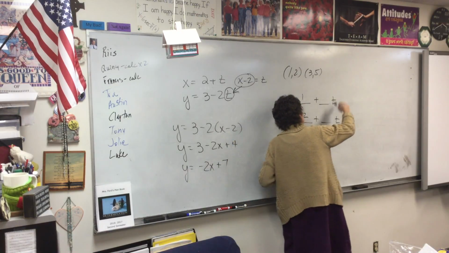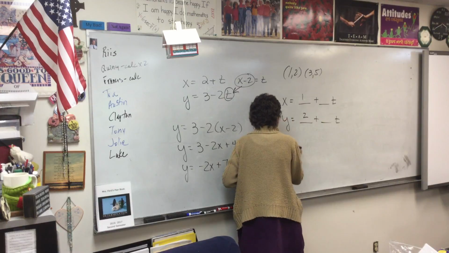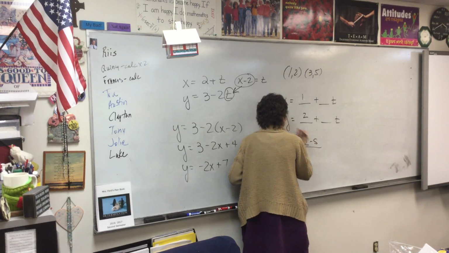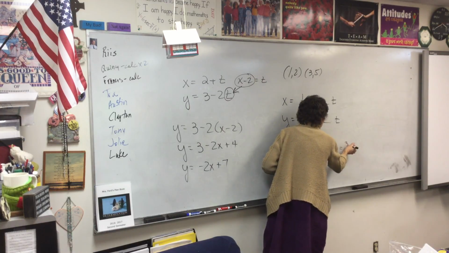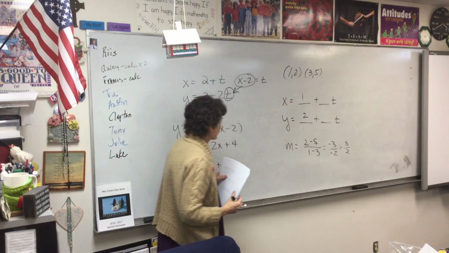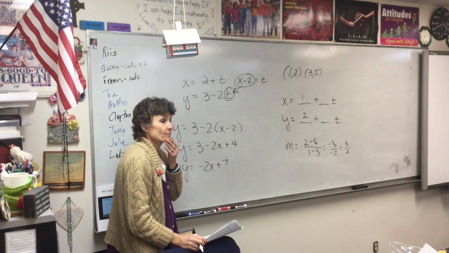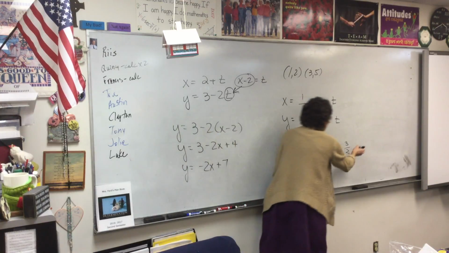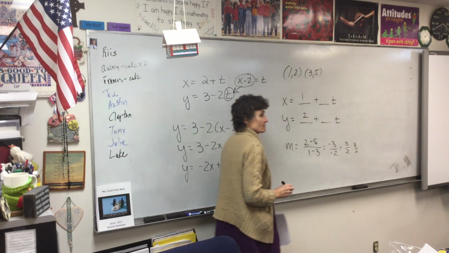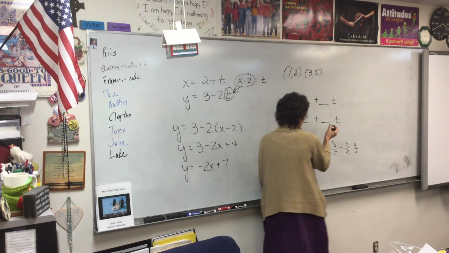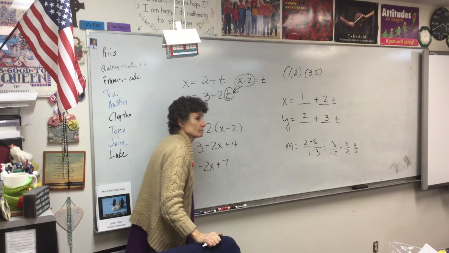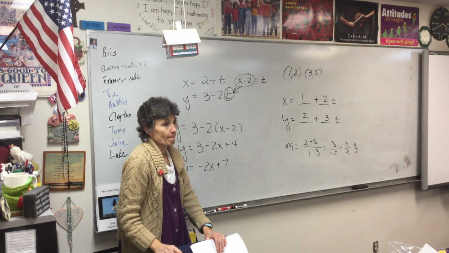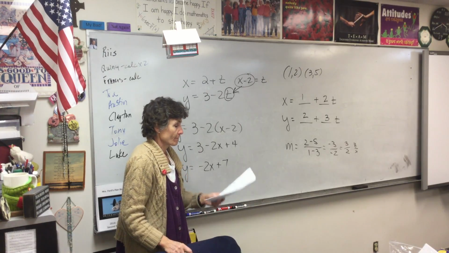Now, what do I need to find before I can fill in this blank? I need to do my slope. 2 minus 5, 1 minus 3. I got 3 over 2. Is that right? Yep. Now, remember, slope is y over x. So, for y, I'm going to put a 3, and for x, I'm going to put a 2. Everybody good with that?